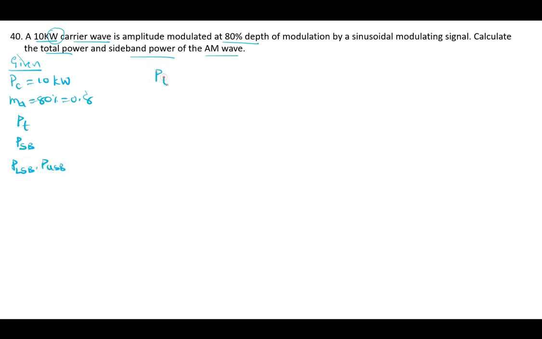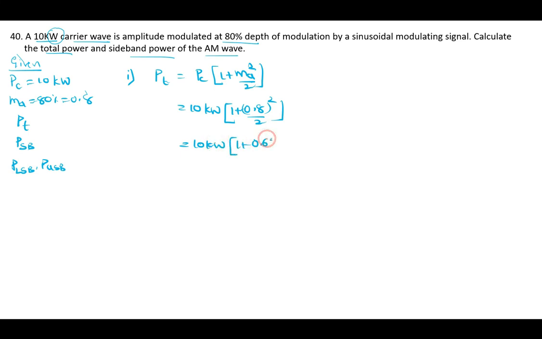Now by formula, total power is given by PC into 1 plus MA square by 2. This is the first one. So this is equal to 10 kilowatt into 1 plus 0.8 square by 2. This is equal to 10 kilowatt into 1 plus 0.64 by 2. Can do this. 0.64 by 2 is 0.32, plus 1 is 1.32, into 10, that is 13.2 kilowatt. This is total power.